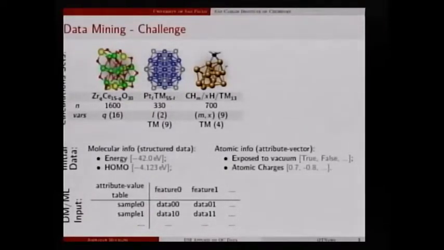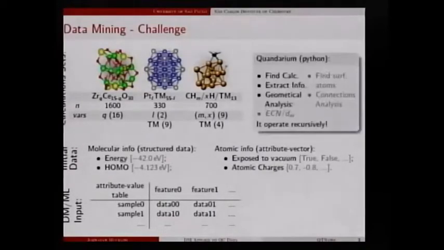So the first task we did is to get this atomic information and obtain some kind of molecular information from that. I did it with a package I developed. I call it Quandarium. It's a Python package. In this step, it helps me to find the calculations, extract information, and perform analysis for all the data recursively. Some geometrical analysis too, but I will address more features of the package ahead.